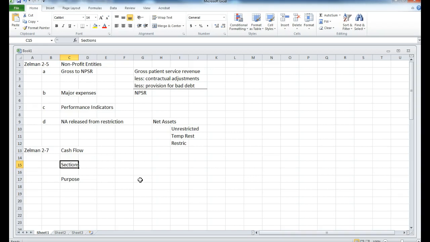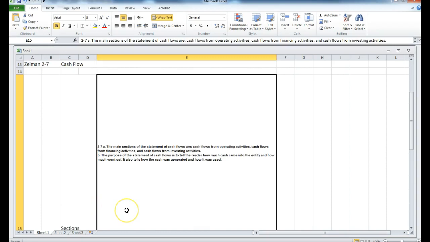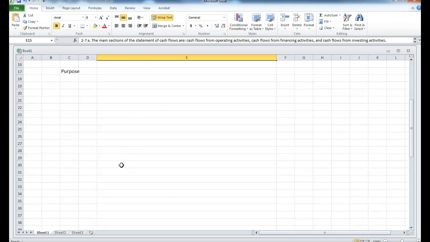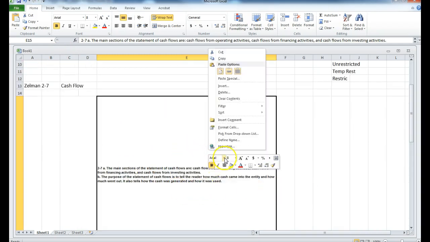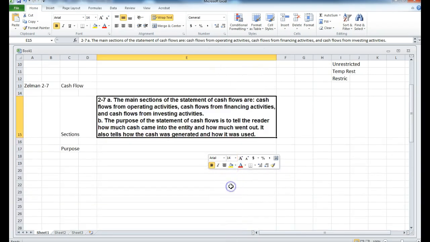And so the purpose really is to tell the reader how much cash came into the entity, how much went out, and it tells us how the cash was generated and how it was used. So again, the purpose really is to talk about how cash is used. And so here you can see the way that cash is used here. And let me just make that a little bit bigger. So the purpose of the cash flow is to tell the reader how much cash came into the entity, how much went out, and really it tells us how much cash was used. And so that's what you need to know about cash flow statements.